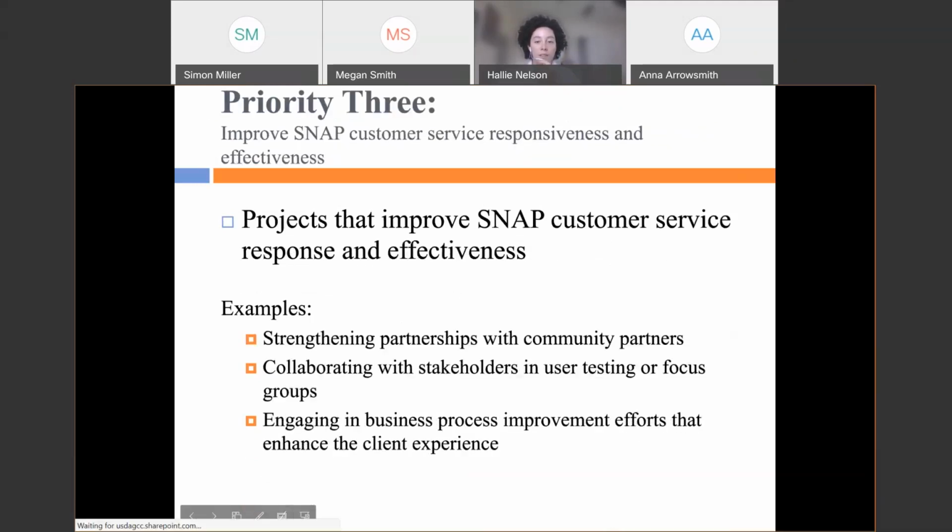Priority Area 3 is improving SNAP customer service. These projects improve both the responsiveness and effectiveness of customer service. Such projects could include strengthening partnerships with community partners, collaborating with stakeholders in user testing or focus groups, or engaging in business process improvement efforts that enhance the client experience.